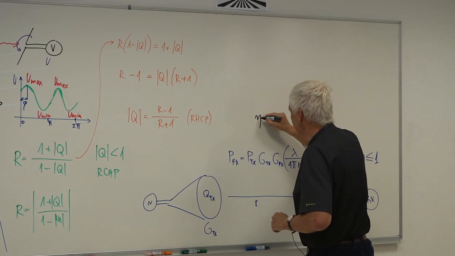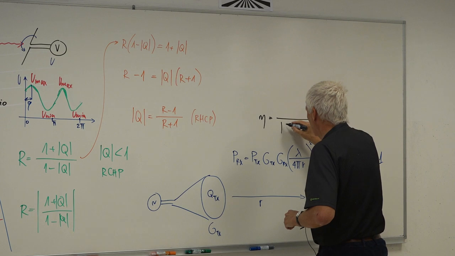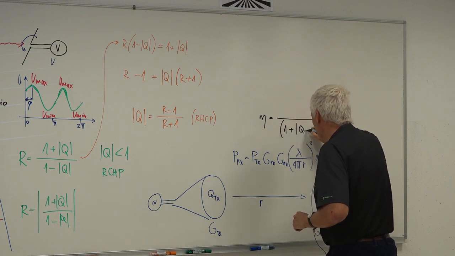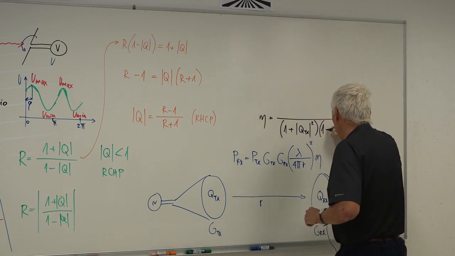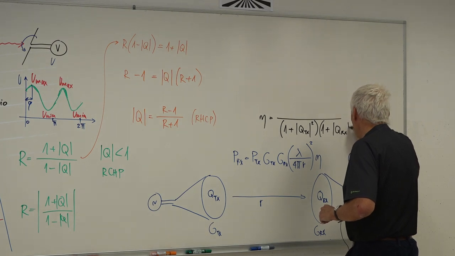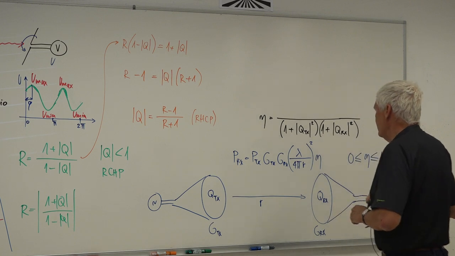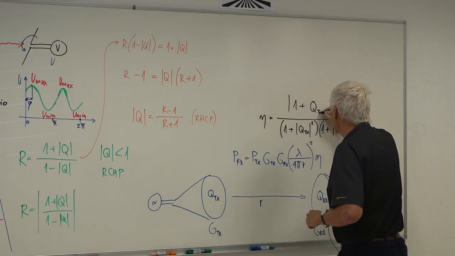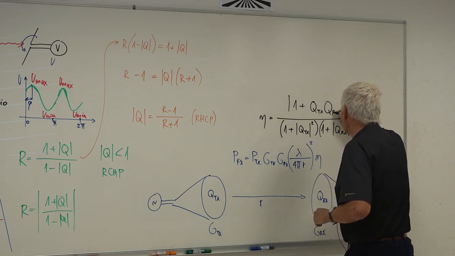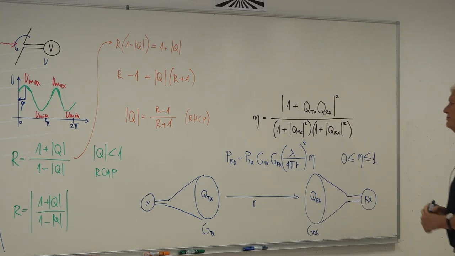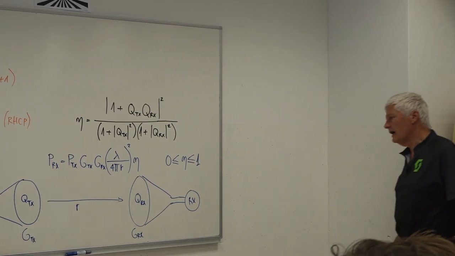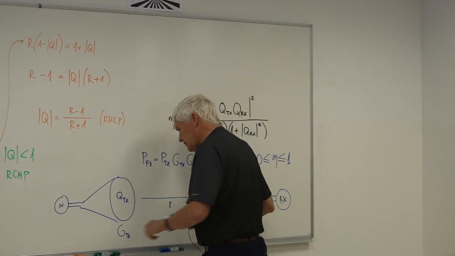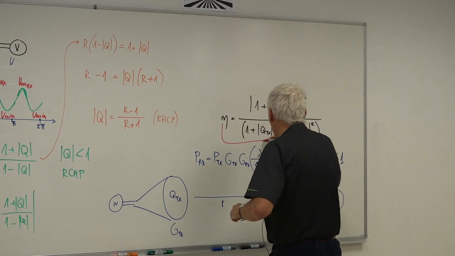So this polarization mismatch factor is now, in the denominator, the product of (1 plus Q of the transmitter) squared times (1 plus Q of the receiver) squared, and the numerator has a relationship like this: 1 plus Q transmitter times Q receiver, absolute value squared. So I have the formula for how to calculate this polarization mismatch factor. This will fit into my equation. The complete Friis equation should account for an eventual polarization mismatch.